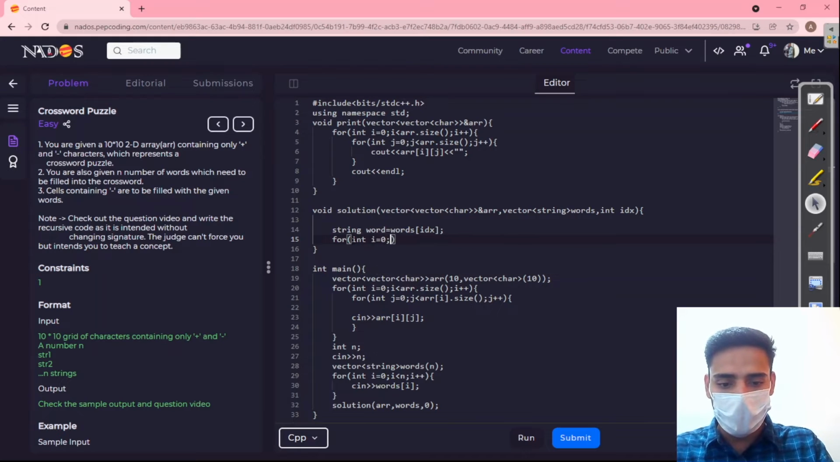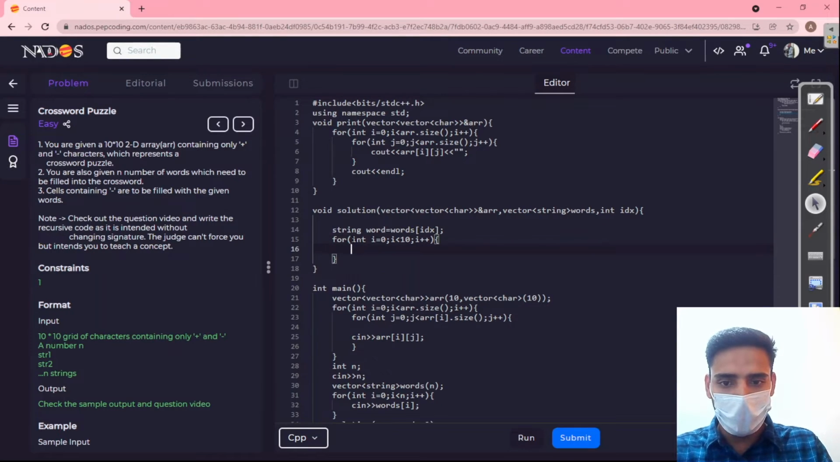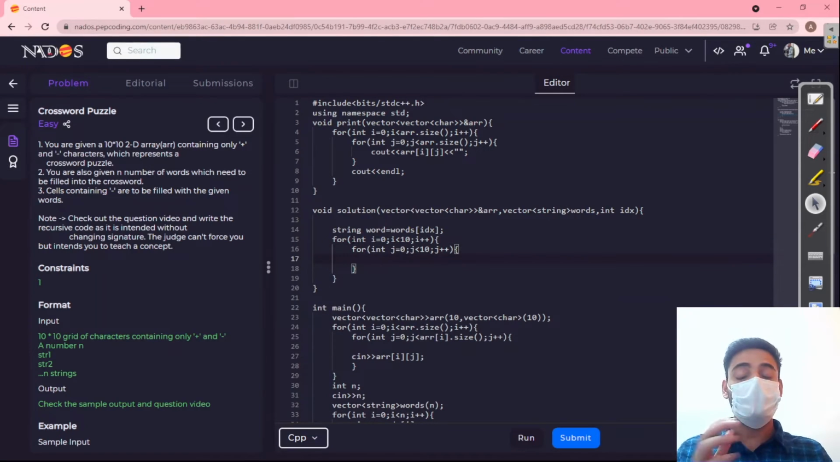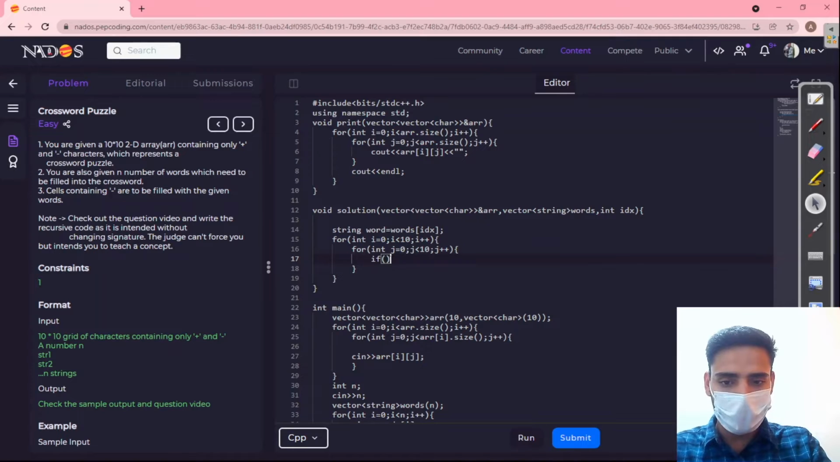For int i equals 0, i is less than 10, i plus plus. After that, we will look for one more loop, j equals 0, j is less than 10, j plus plus. Okay, this is also done. So inside this loop, what we are going to do? Just suppose i and j is 0 0, so we are at 0 0. We have to check that there should be a vacant space or a value that is matching to our first word, right? So we will check that condition first.